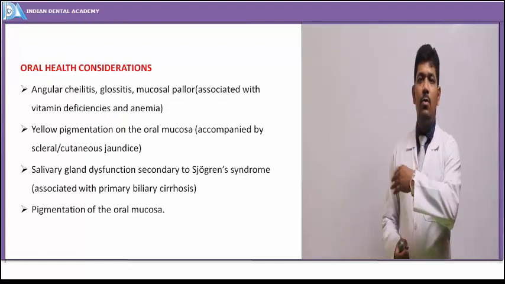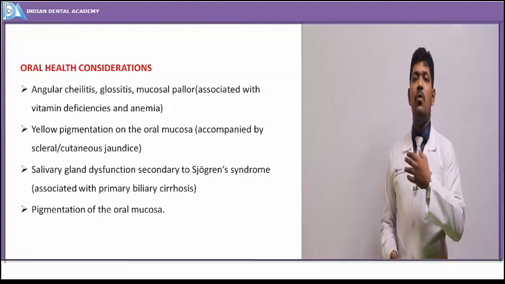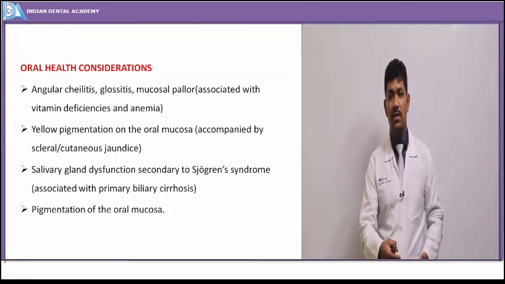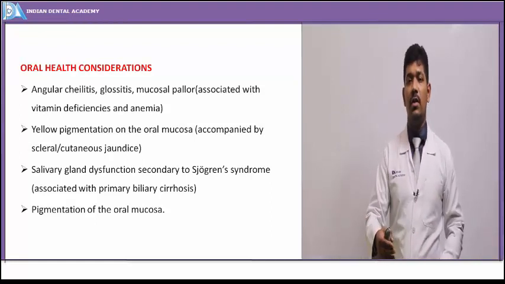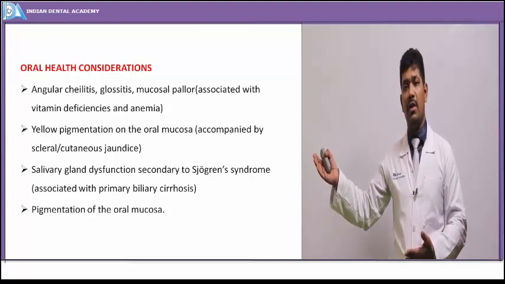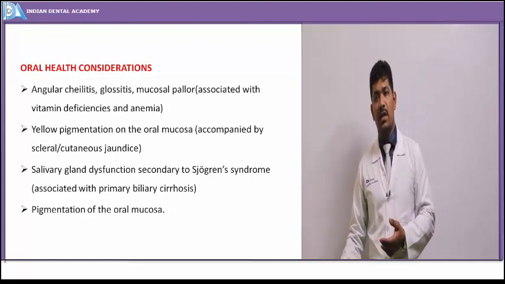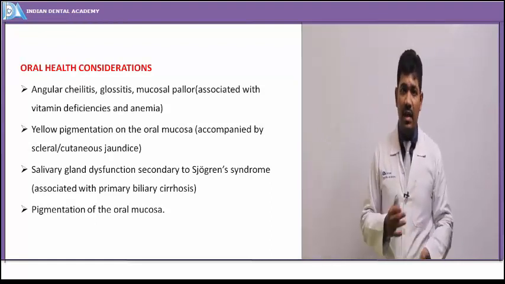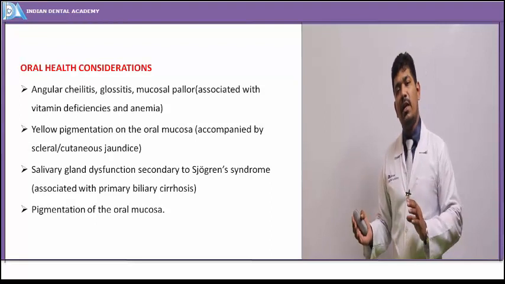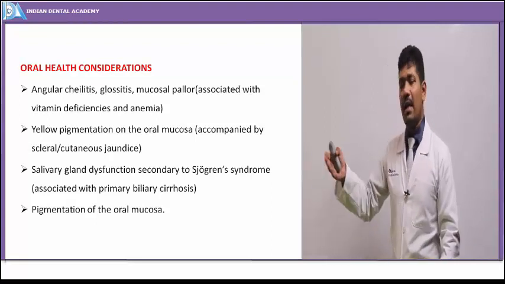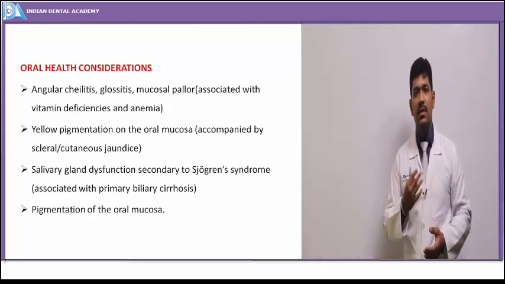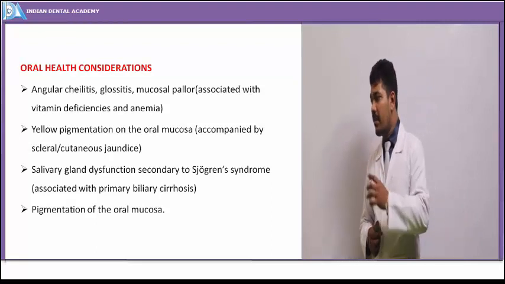Basically, if we take into consideration the etiology, as I said, the most important kind of jaundice is the hemolytic kind of disease, wherein there is destruction of the RBCs. So destruction of RBCs results in anemia. Thereby, we have angular cheilitis, primarily because of the anemic condition of the patient. We have glossitis, again because of anemia. We have mucosal pallor, again because of anemia. So all the complications arising because of this hemolysis can be seen in the oral health. Also, the yellow pigmentation of the oral mucosa, that is a general sign, as with the sclera and the other parts of the body.